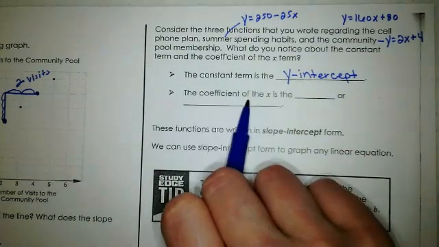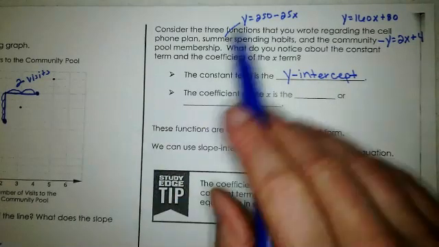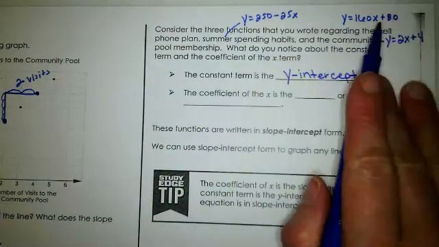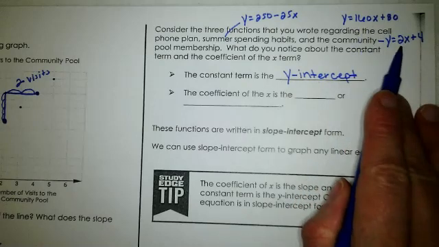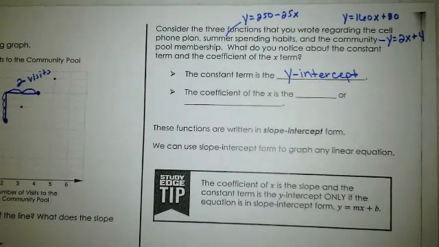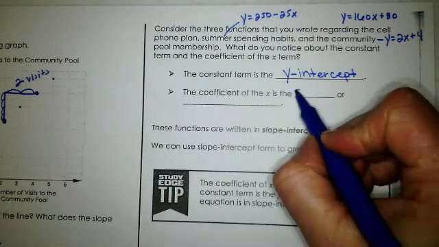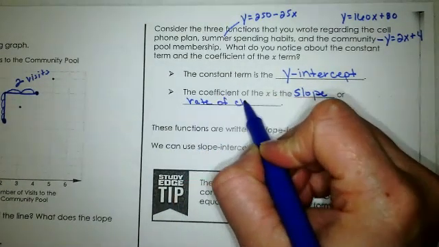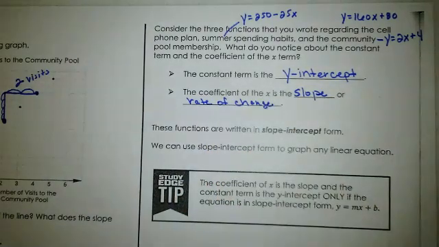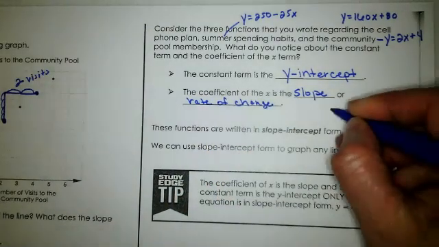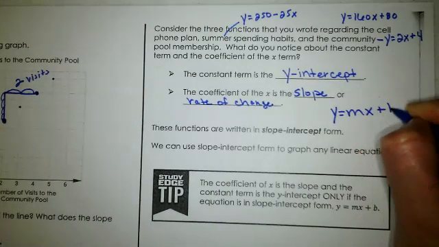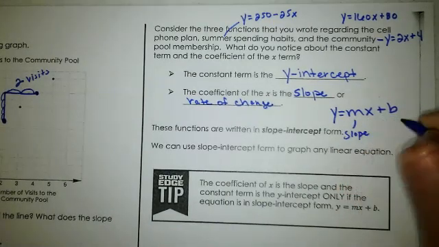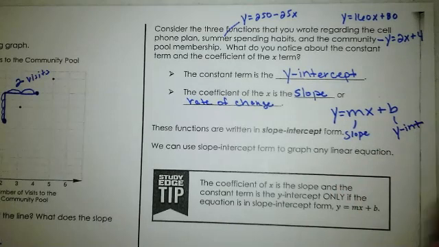The coefficient of the x, so the number that's multiplied by x, in this case negative 25, 160, and 2. What was that number every time? That number was the slope, or the rate of change. These functions are written in what's called slope-intercept form. So y equals mx plus b, where m is slope and b is your y-intercept. And in the next section, we're going to use slope-intercept form to help us make graphs.